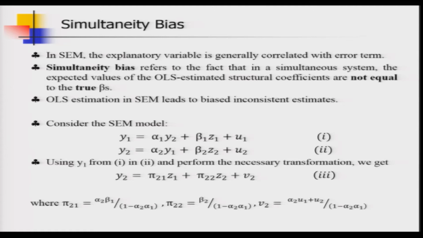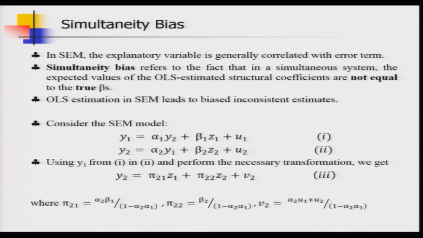Now, note that in this equation 3 you have an endogenous variable expressed fully in terms of two exogenous variables z1 and z2. So, this is the reduced form equation where we actually express an endogenous variable in terms of exogenous variables, and these two newly derived coefficients pi 21 and pi 22 are called the reduced form coefficients.